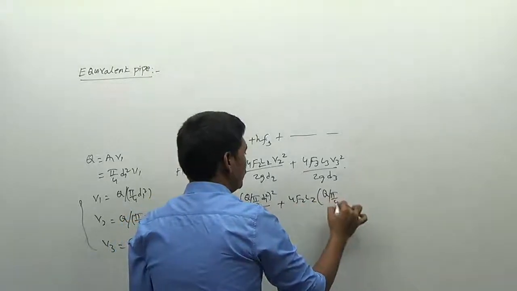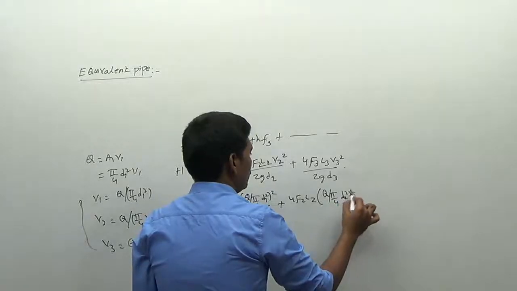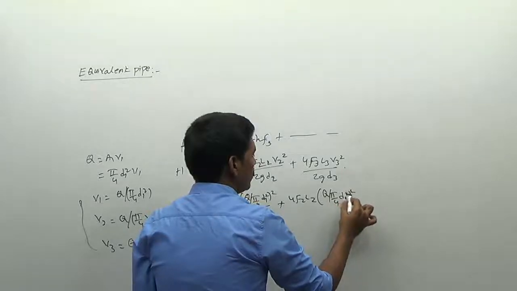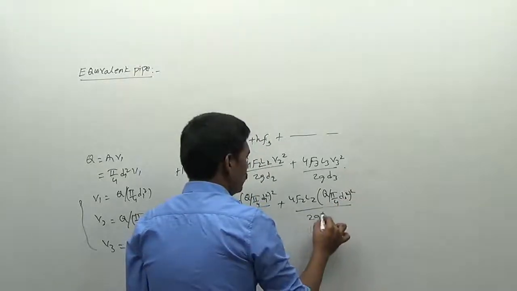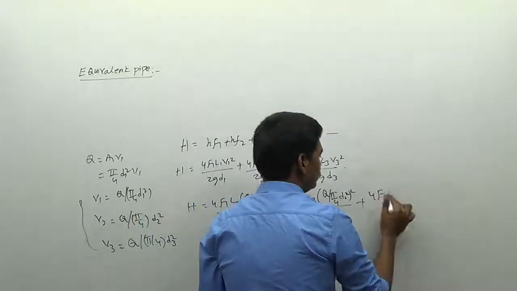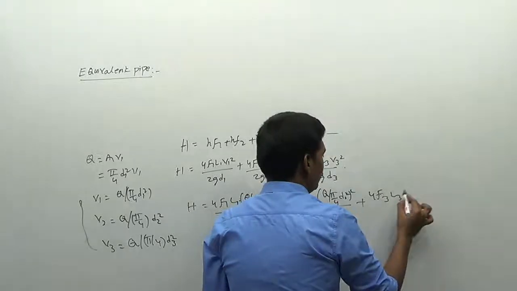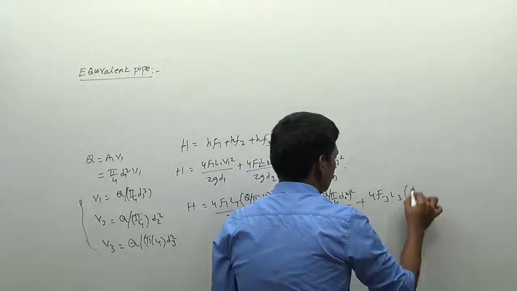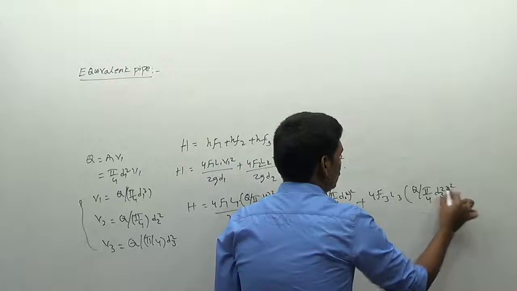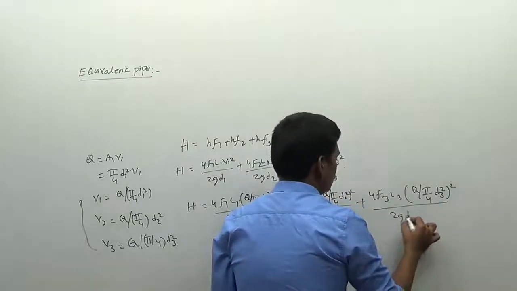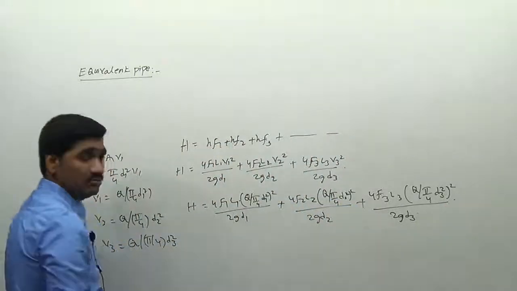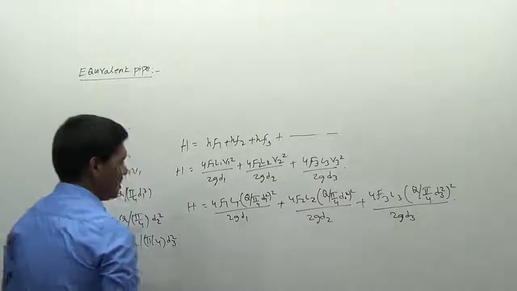So Q² divided by (π/4 D2²) whole squared, divided by 2g × D2, and plus 4 f3 L3 × Q² / (π/4 D3²)² divided by 2g × D3. So if you go through all these terms, I am getting a relation for you.